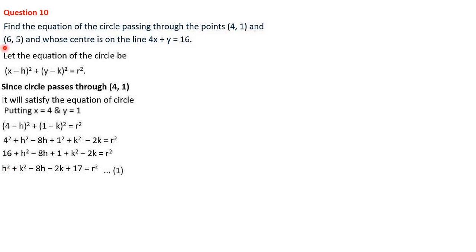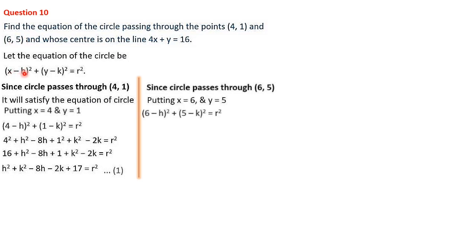Then let's take the second condition, that the circle is passing through the point (6, 5). That means x = 6, y = 5 we can substitute. That is (6 - h)^2 + (5 - k)^2 = r^2. Expand it. a^2, that is 6^2 is 36, plus b^2, that is h^2, minus 2ab, 2 into 6 into h, that is 12h. Then (5 - k)^2, that means 5^2 is 25 plus k^2 minus 2 into 5 into k, that is 10k, equal to r^2.